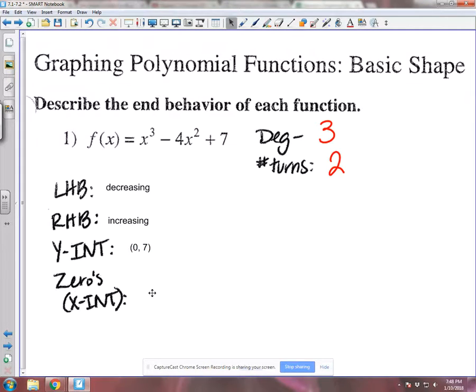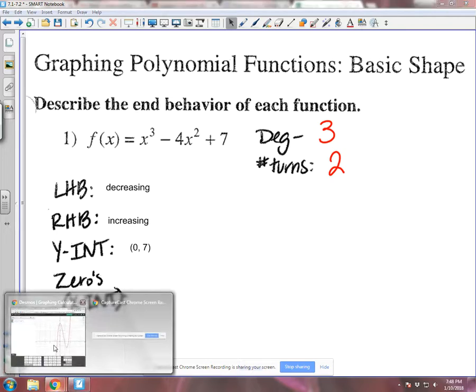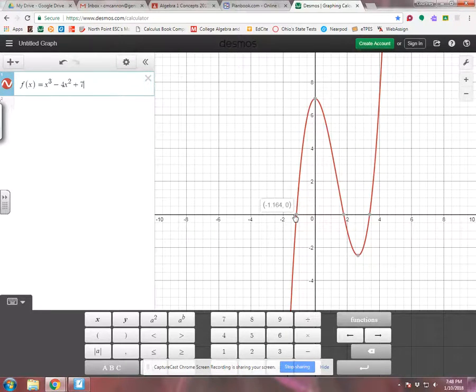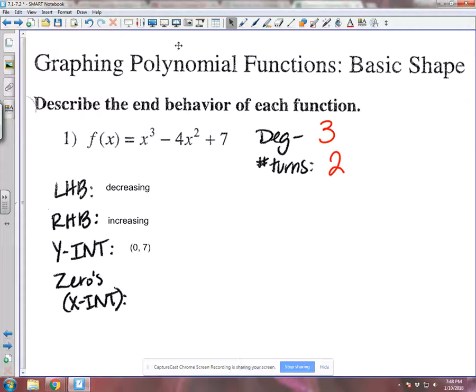Next, I have the zeros. The zeros are the x-intercepts. So I've got to figure out where this thing crosses the x-axis. And you'll notice Desmos is super nice for you. It gives you those points right there. And I'm just going to have you go to 1 decimal place. So I have 3 of them that I need to write down. So this will be negative 1.2, because I'm going to round that 6 and make the 1 go up to a 2. Negative 1.2 comma 0.